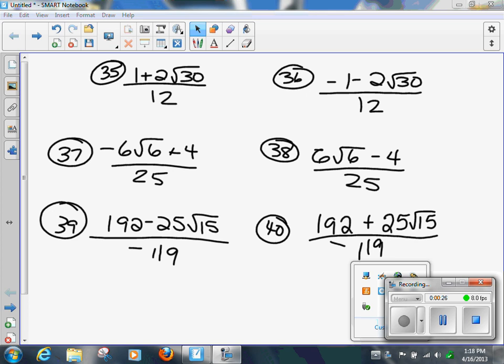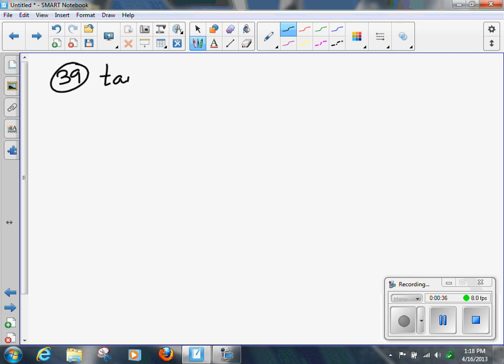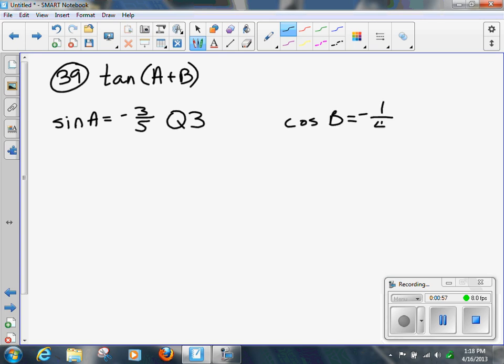Okay, let's look at 39 then. In 39, you are asked to find the exact value of the addition formula for tangent. And since it was alpha and beta, I just changed it to A and B. And then you were told that the sine of A was negative 3/5, and that the side of A was in quadrant 3. Cosine of B was negative 1/4, and the terminal side of B is in quadrant 2.